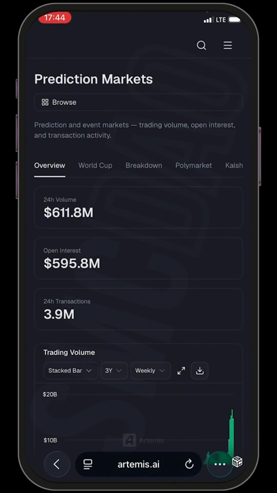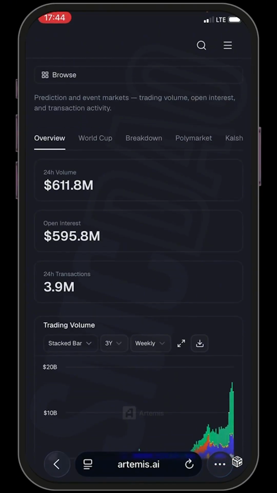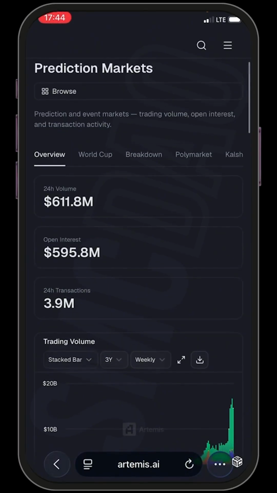However, when a massive real-world event happens, like a global sports tournament or an election, the trading volume on prediction markets absolutely spikes off the charts. This tells us a crucial secret. DEXs represent steady long-term capital, while prediction markets are highly speculative. So by comparing the sectors on Artemis, you can easily tell when a sector is growing organically with real users, or if it's just empty hype.